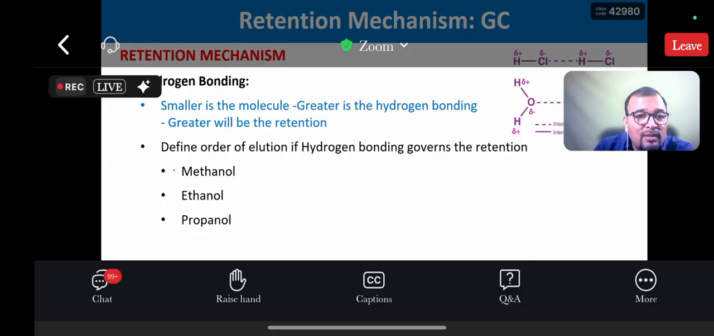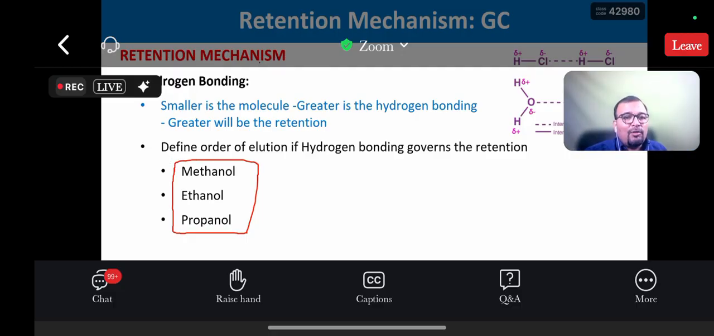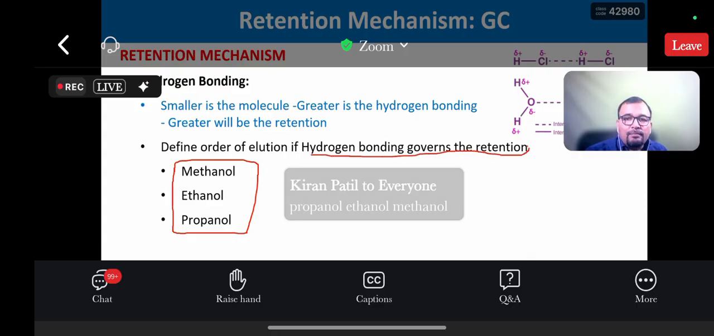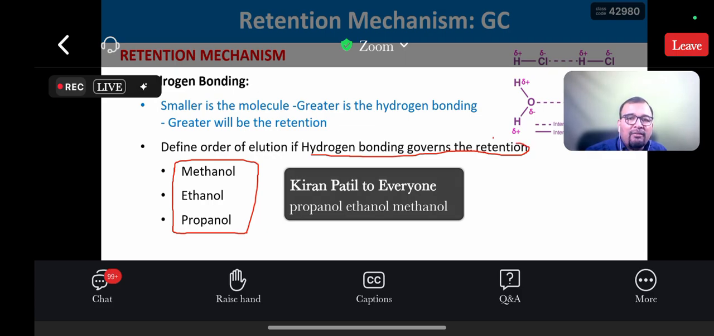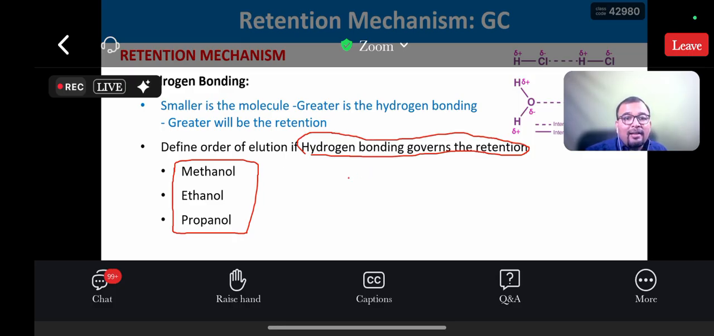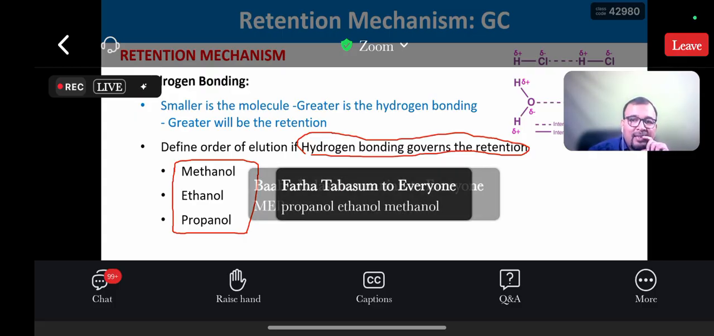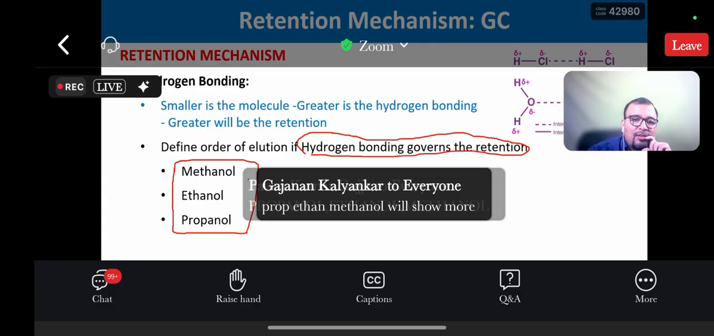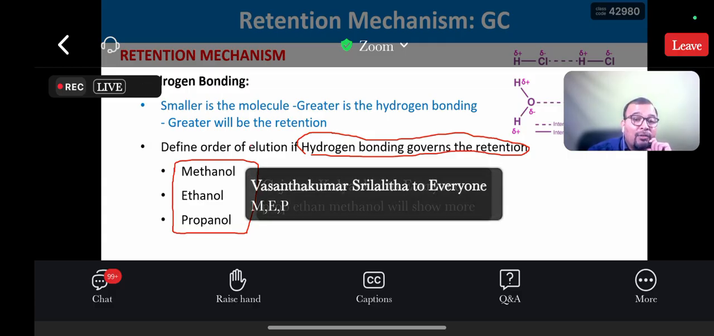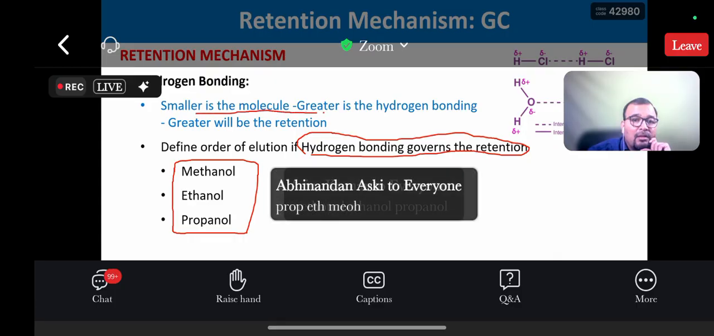So these are the three molecules: methanol, ethanol, and propanol. Can you please define the order of elution in case the hydrogen bonding governs the retention? Smaller is the molecule, greater will be the retention. Please understand that, and based on that, define the order of elution.